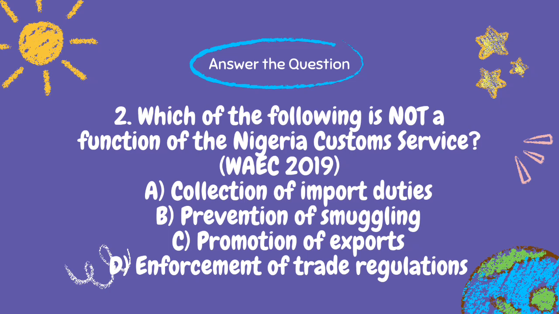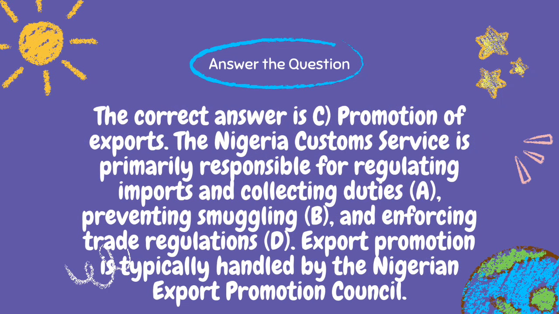This one is coming from year 2019. Option A, collection of import duties. Option B, prevention of smuggling. Option C, promotion of exports. Option D, enforcement of trade regulations. What is your answer? Consider your options carefully. The correct answer is option C, promotion of exports.